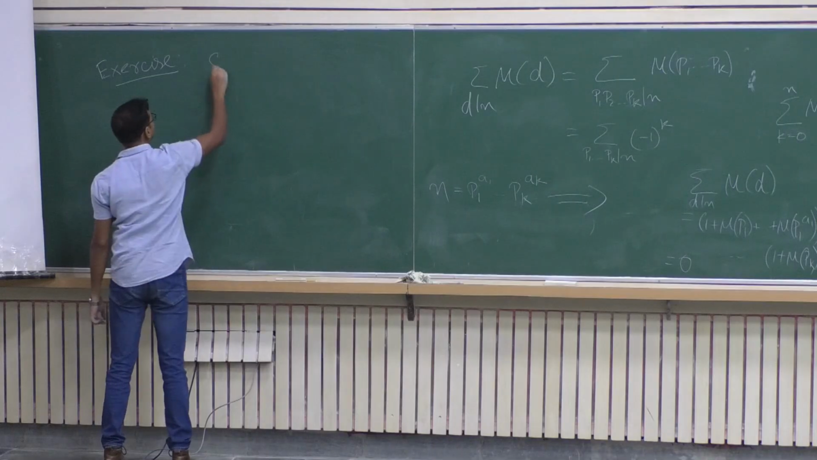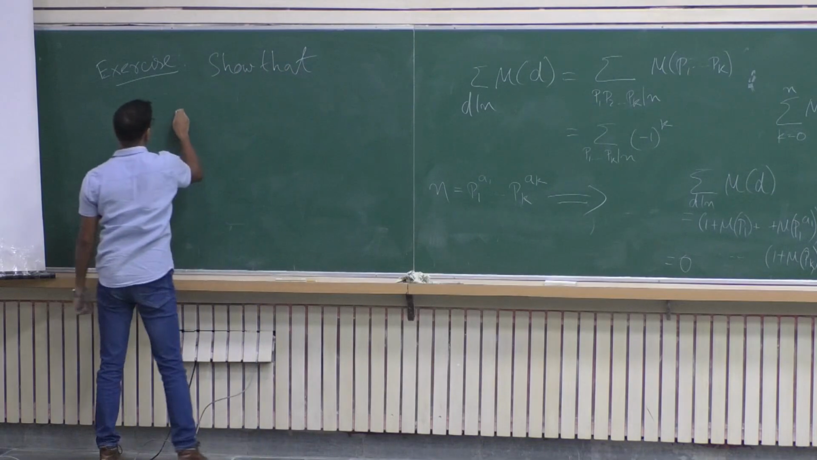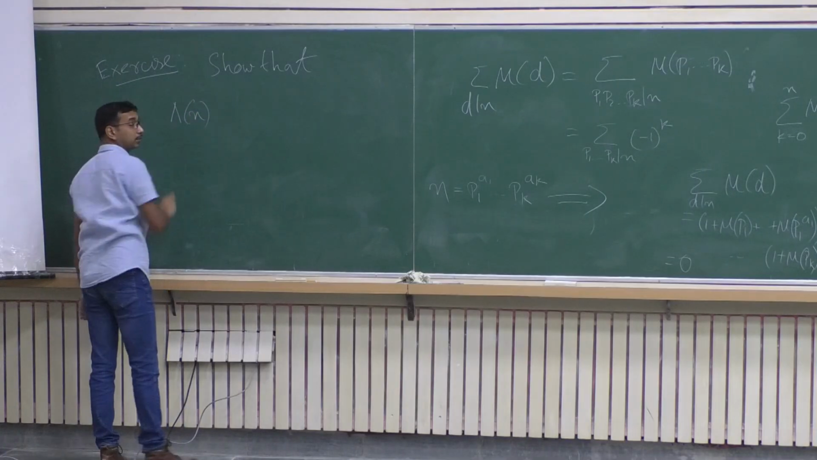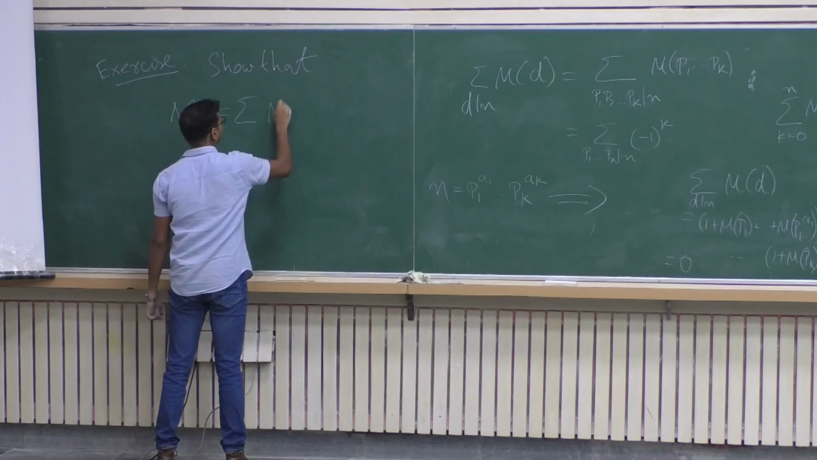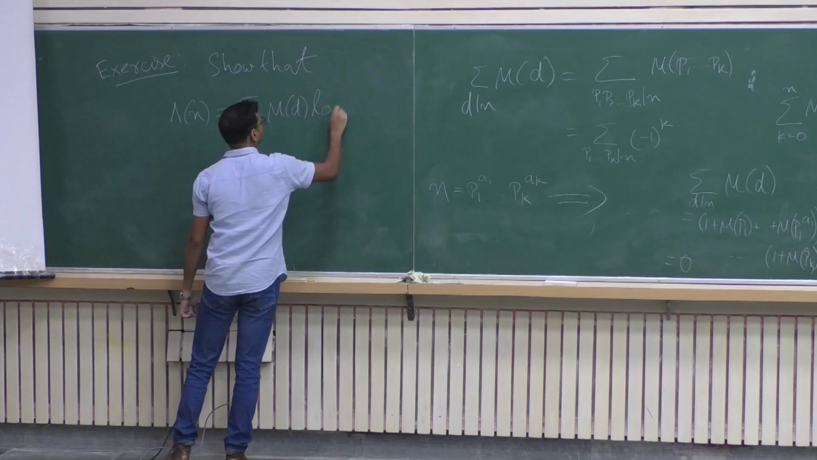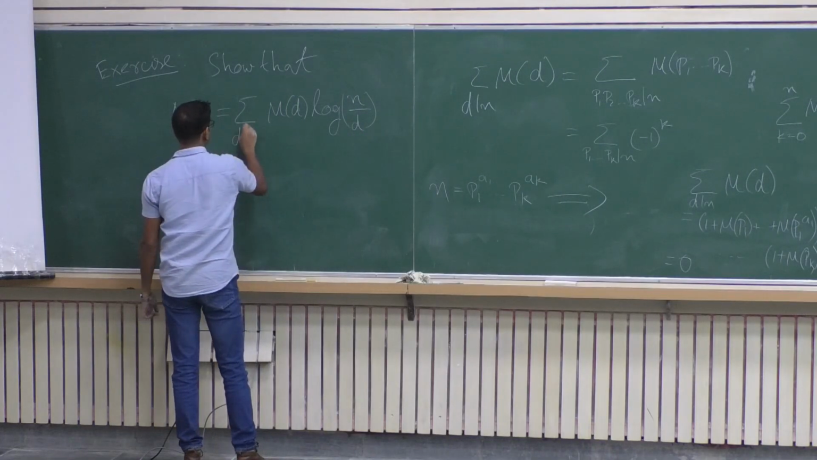Show that lambda n, the polynomial function, is equal to the sum over d dividing n of mu d log of n by d.